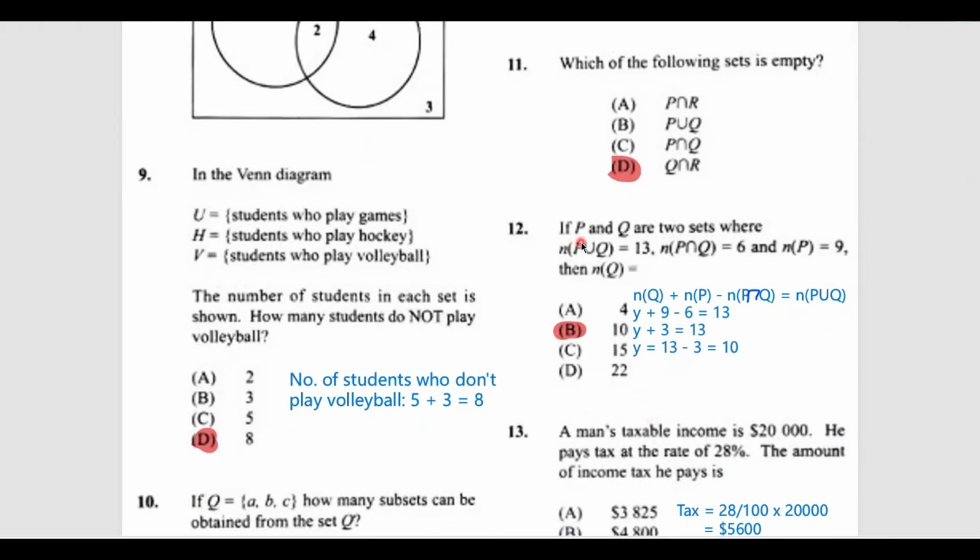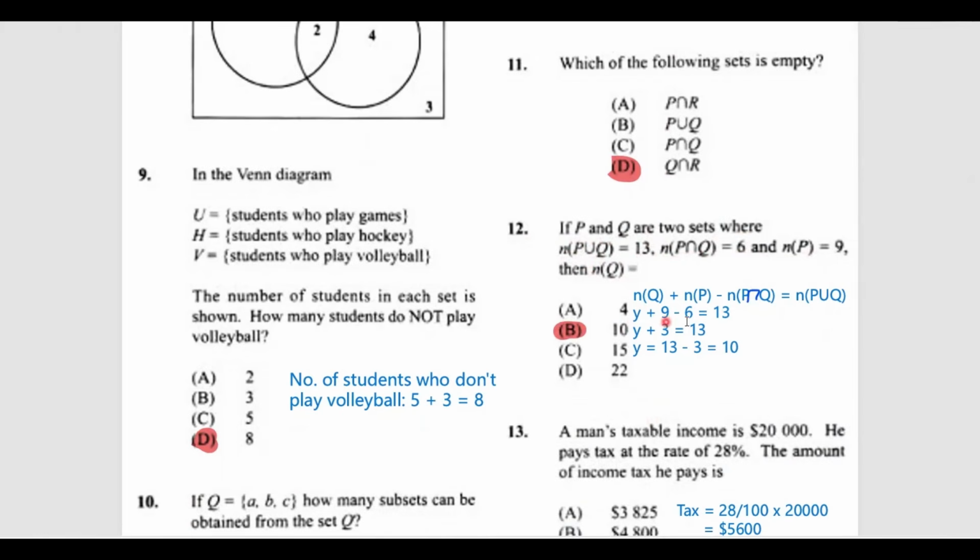Number 12, if P and Q are 2 sets where N of P union Q is 13, N of P intersect Q is 6, N of P is 9, then N of Q is. We all know the formula where N of Q add N of P, subtract N of P intersect Q, equals N of P union Q. So N of Q we don't know, we could call it Y for now. N of P is 9.